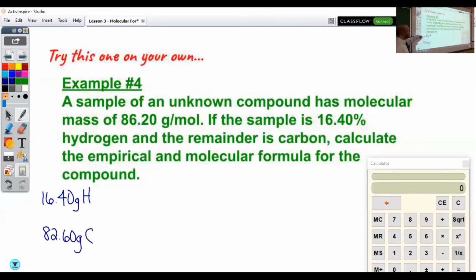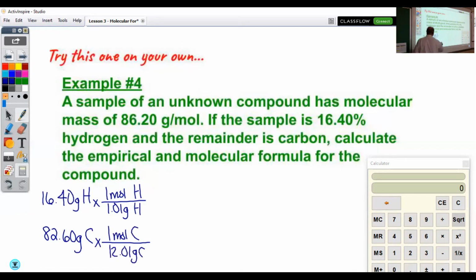So we have 16.40%, which will become 16.40 grams of hydrogen. We have 82.60%, which will become 82.60 grams of carbon. Now we can convert each of these into moles. So 1 mole of hydrogen is 1.01 grams of hydrogen from the periodic table. 1 mole of carbon is 12.01 grams of carbon from the periodic table.